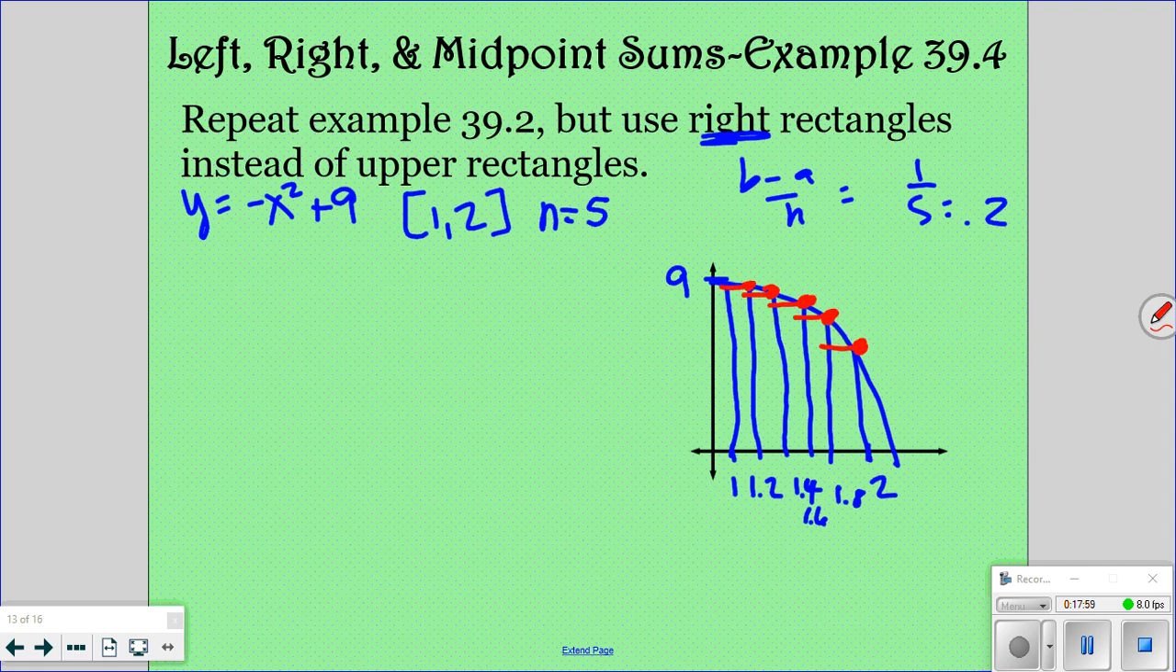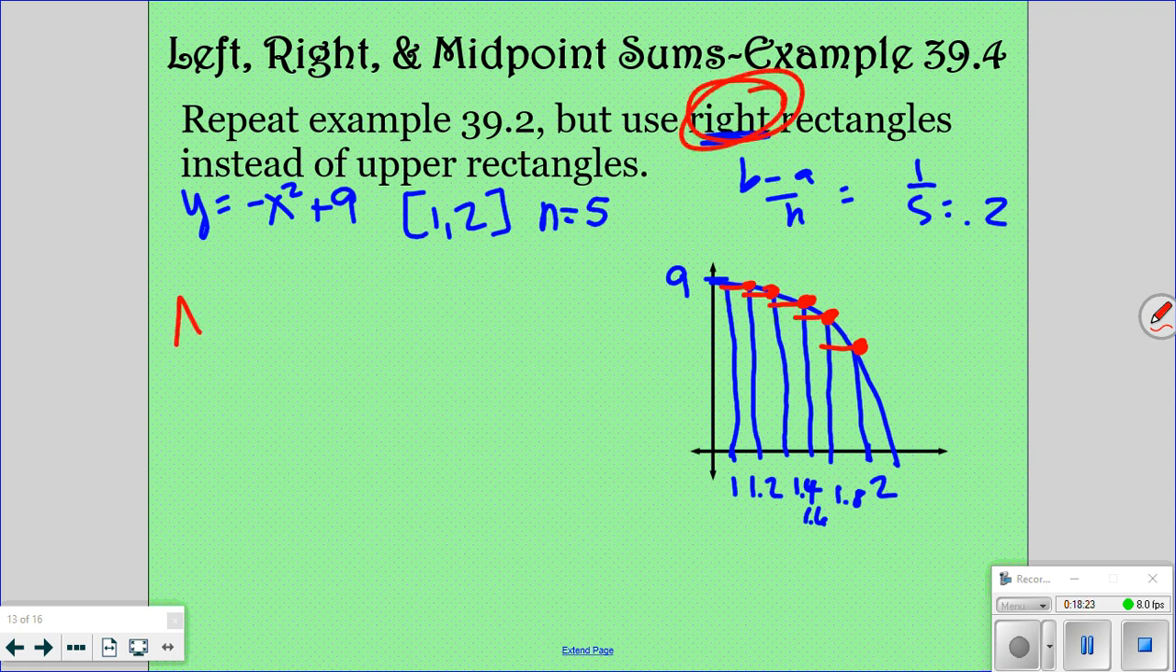Which on this one is actually lower rectangles. But we don't really care if it's lower. We just needed to do right rectangles. It is possible that you have a mixture of lower and upper whenever it says use left or right rectangles. So don't worry about whether they're upper or lower. You only pay attention to the right because that's what it asks you for.